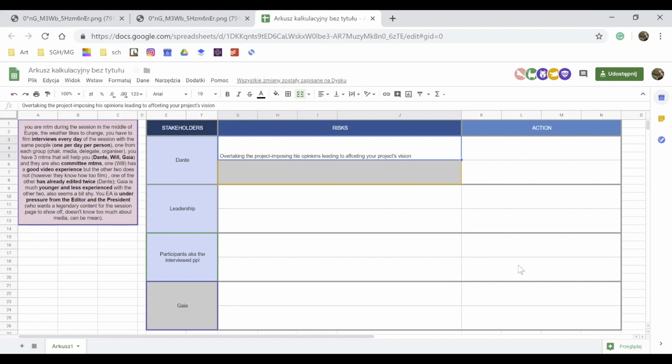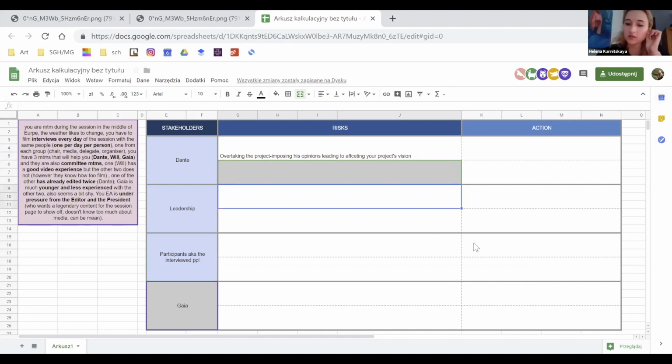Okay. And in the meanwhile, the rest can start thinking about leadership and what about them? What risk can they cause?